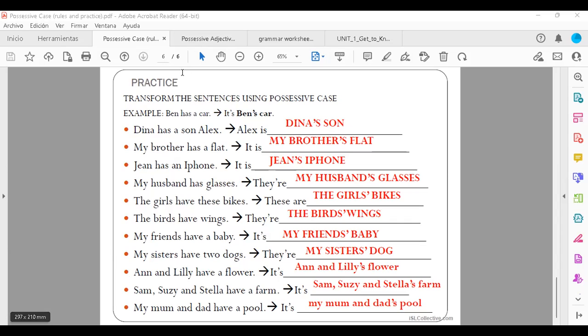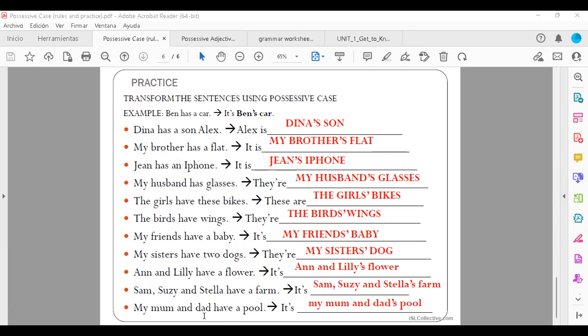Anne and Lily have flowers. And it's Anne and Lily's flowers. Okay, and the next one, please help us, Christian. Sam, Susie, and Stella have a farm. It's Sam, Susie, and Stella's farm. Okay, perfect. And the last one, Dora.